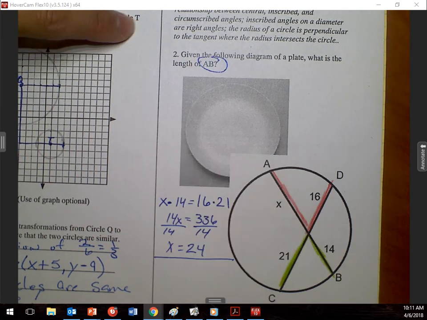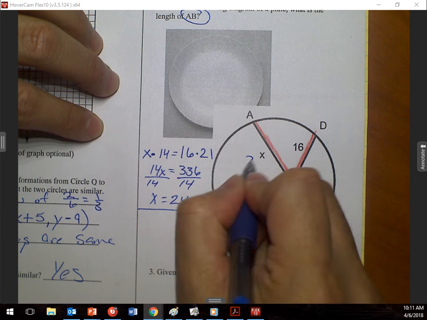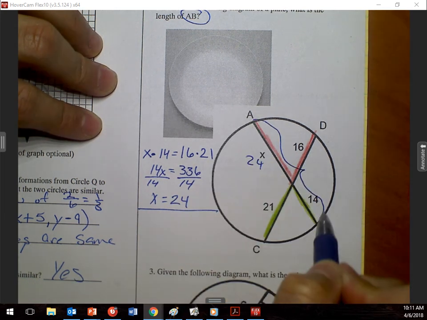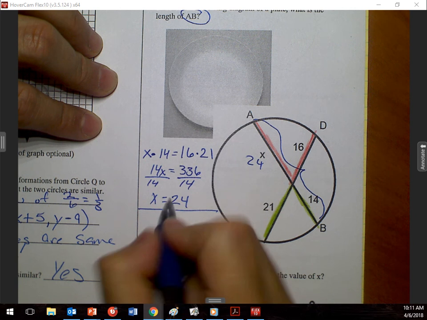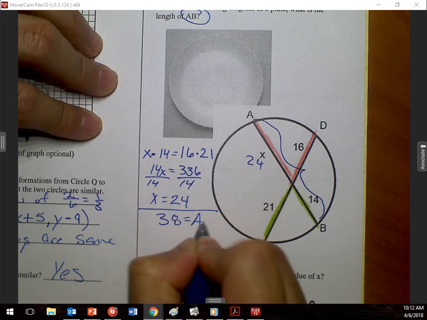All right, AB. So if we plug that in, it's going to be 24s right there, and from A all the way to B is going to be how much? 38. 24. What is it? 38. Never mind. There you go.